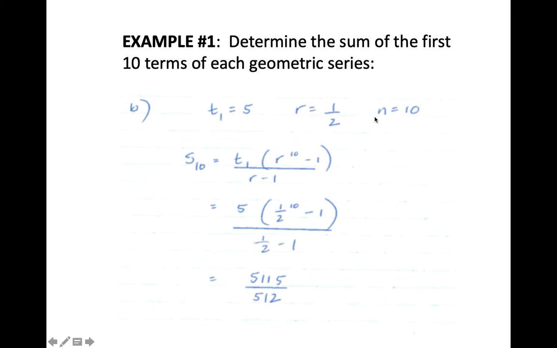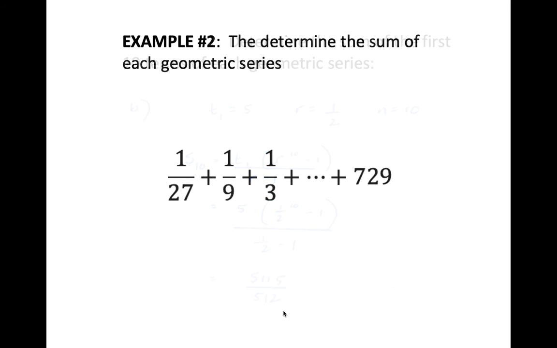Next one, where my first term is 5 and my ratio is 1/2. Okay, now they still want the number of terms to be 10. So my first term is 5, my ratio is 1/2 to the power of 10 minus 1. And then down the bottom, 1/2 minus 1. And my number, still written as a fraction, is the following. Thank goodness for calculators.